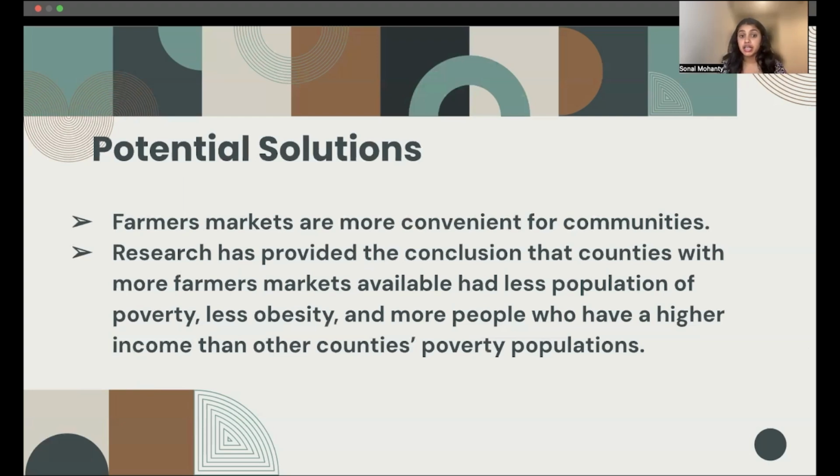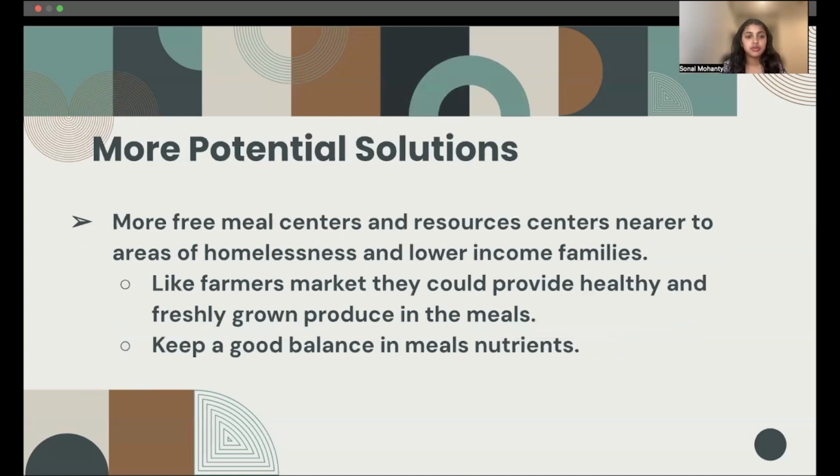So these are some potential solutions that I want to look into. Farmers markets are more convenient for communities, and research has concluded that counties with more farmers markets available have less poverty and also less obesity. Also, there should be more free meal centers, just like the ones that I work at, and closer to lower income neighborhoods. I think this would be a really good resource. Farmers markets should also be closer to lower income neighborhoods since they sell a lot of fruits and vegetables and things that are freshly produced.